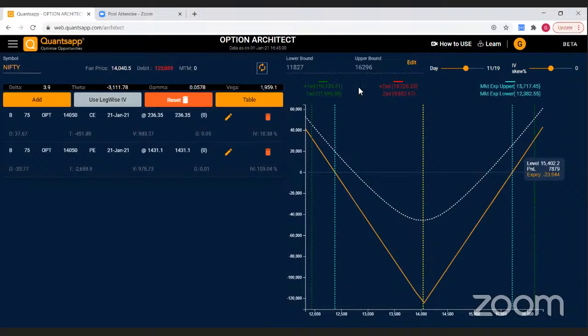Now we saw that if I'm holding the options, how I can see my payoff for the different days, and for different strike levels, how my payoff will be. Now if I want to look at volatility, volatility has a direct relationship with the option premium.